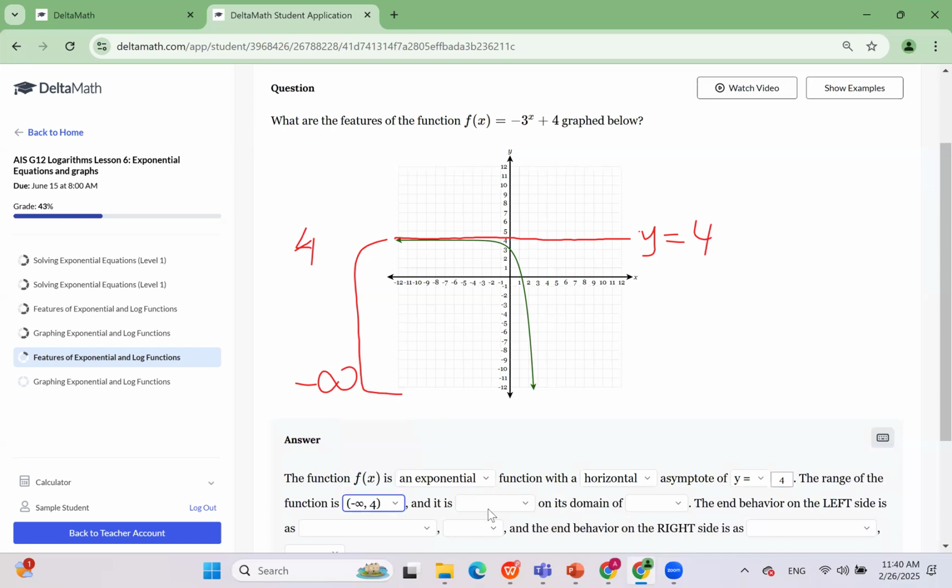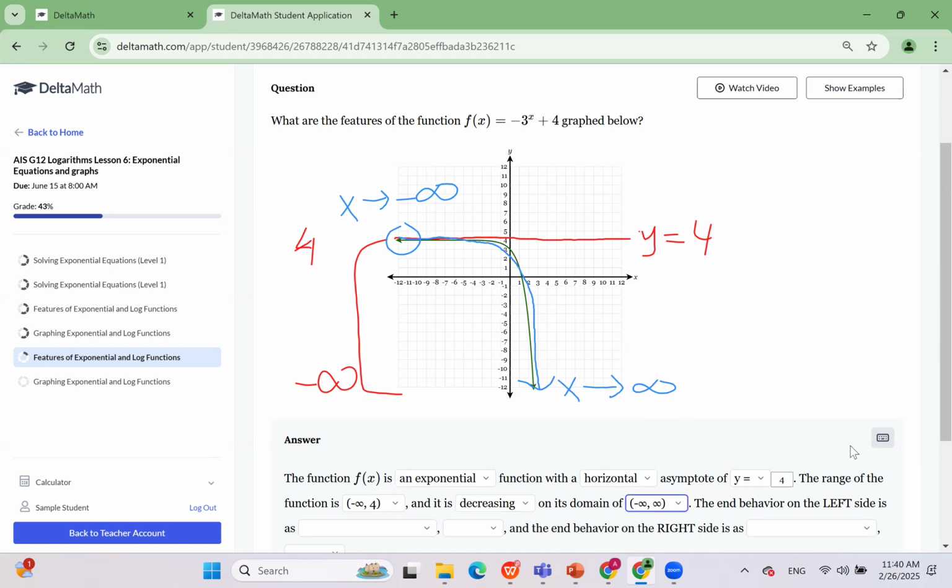And is it increasing or decreasing? We have to move from left to right and figure this out. So from left to right, we have a decreasing function. And the domain is, so from the left, we know that x is moving with no restriction. So x is approaching -infinity. From the right, we see that x is moving without restriction as well to the right. So x approaches +infinity.